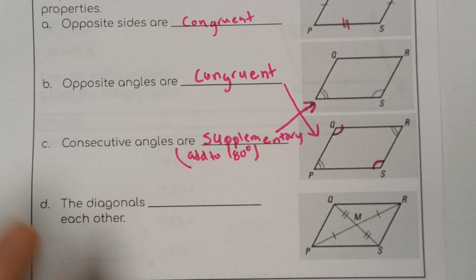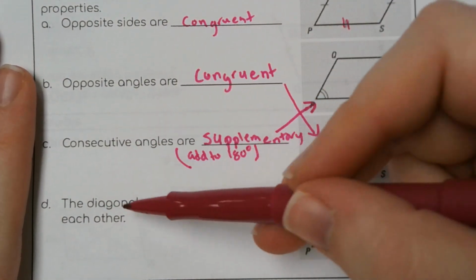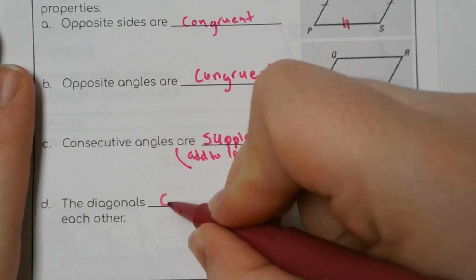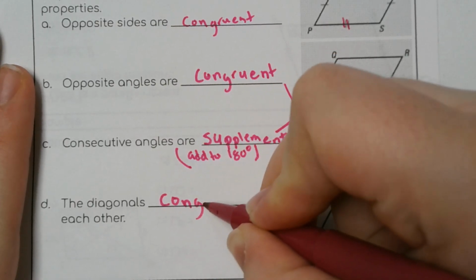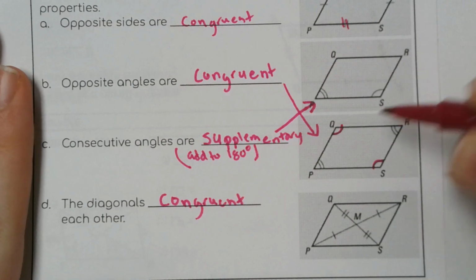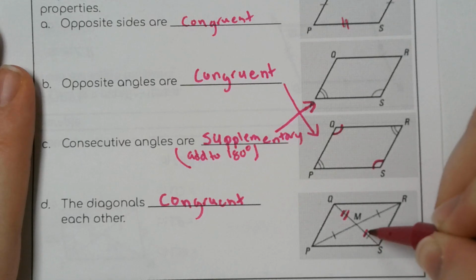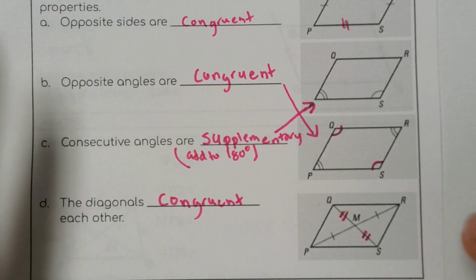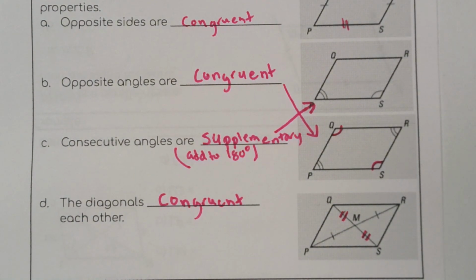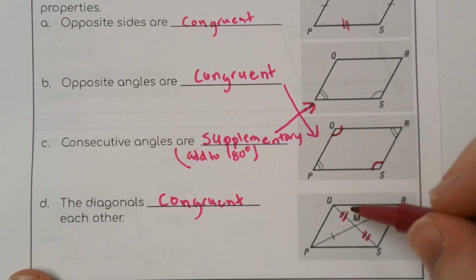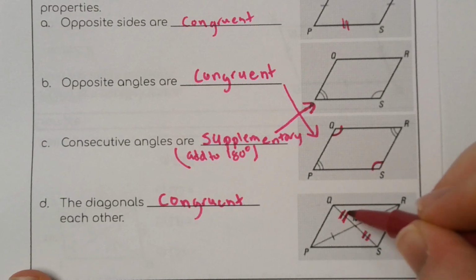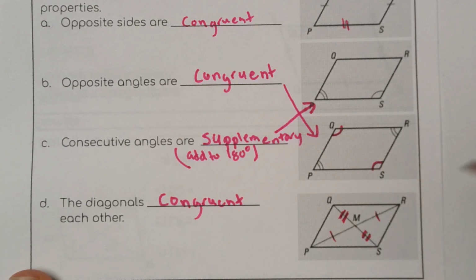Okay, and then the last thing that we need to know about parallelograms is the diagonals are also congruent to each other. So they split each other in half. They're congruent on the different parts here.